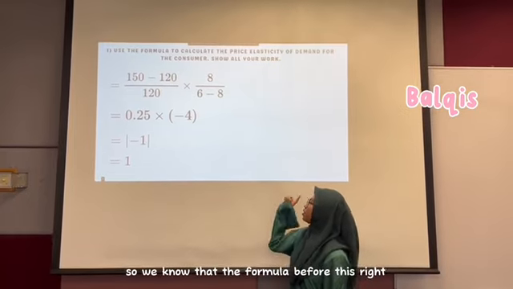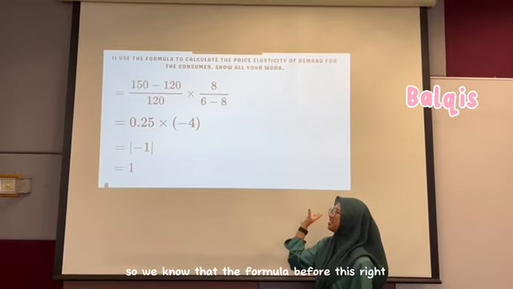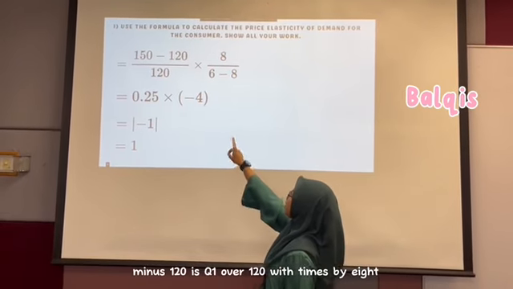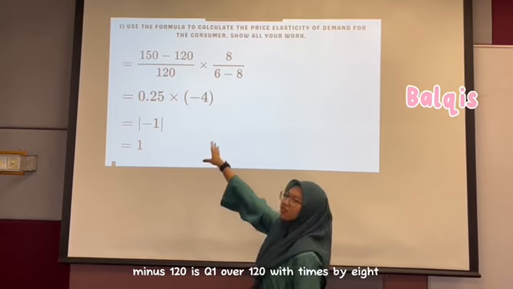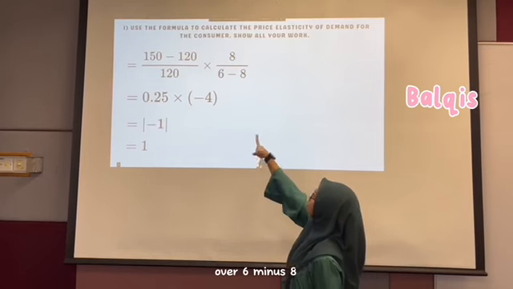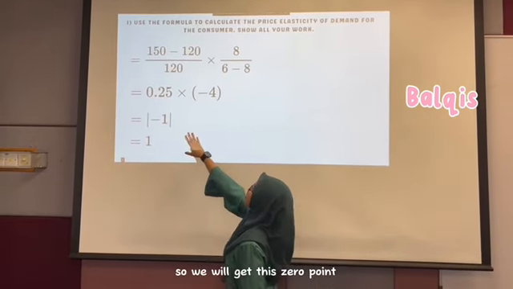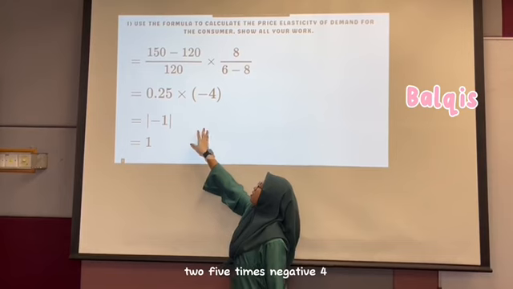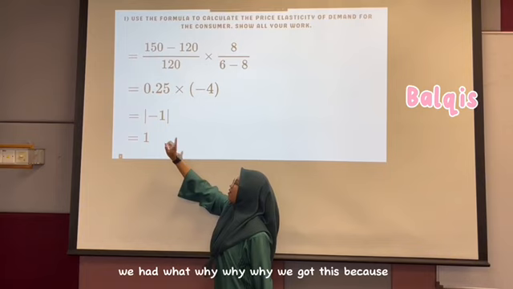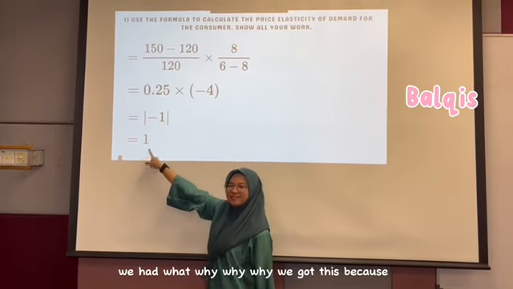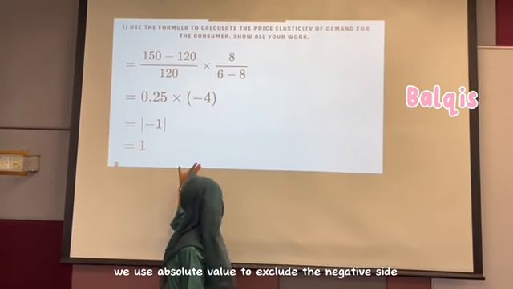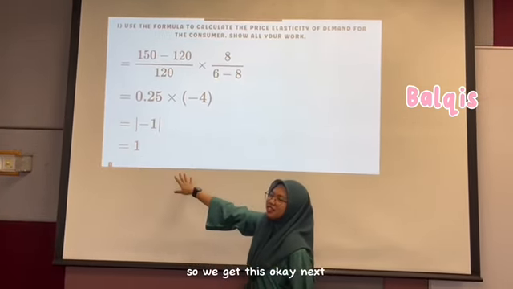Okay, so we know the formula before this, right? So first is 150, which is Q2, minus 120, which is Q1, over 120, times 8 over 6 minus 8. So we will get 0.25 times negative 4, and when we calculate we get this. But why does it become this? Because we use absolute value to exclude the negative sign. So we get this. Okay, next.